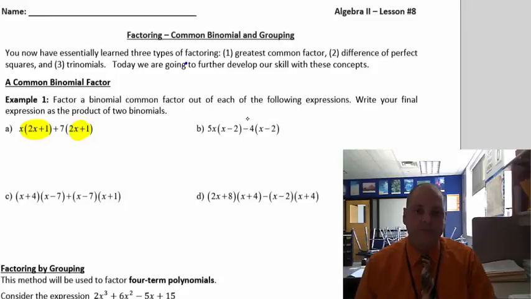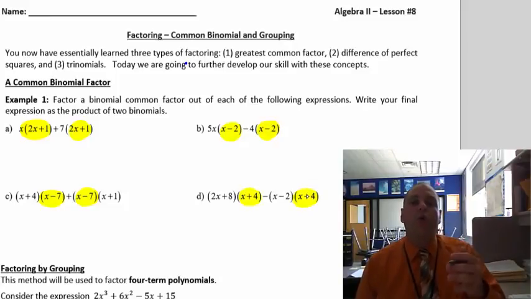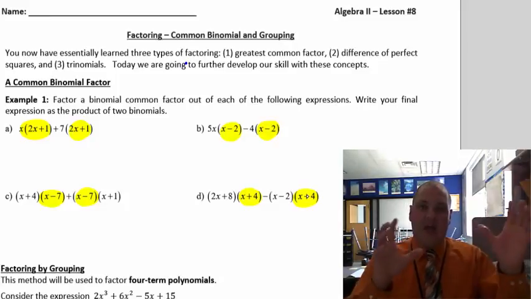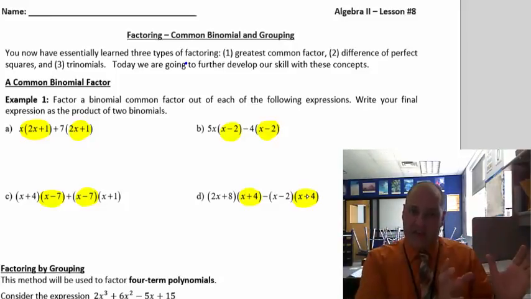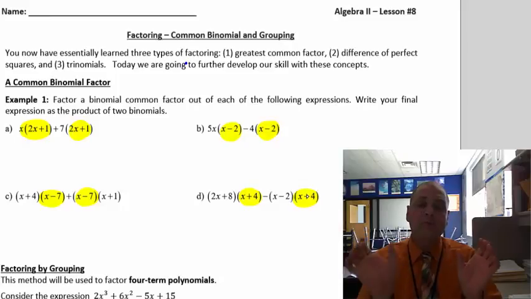Go to part B. Do you notice anything that's the same here and here? Well, of course, x minus 2, x minus 2. Anything that's the same in the first half and the second half here? x minus 7, x minus 7. And how about here? x plus 4, x plus 4. So we have something in common between the first half and the second half of the expression. In each of these cases, they are called common binomials.